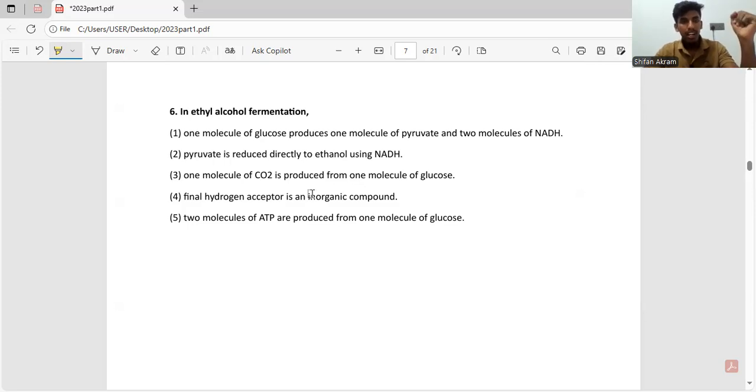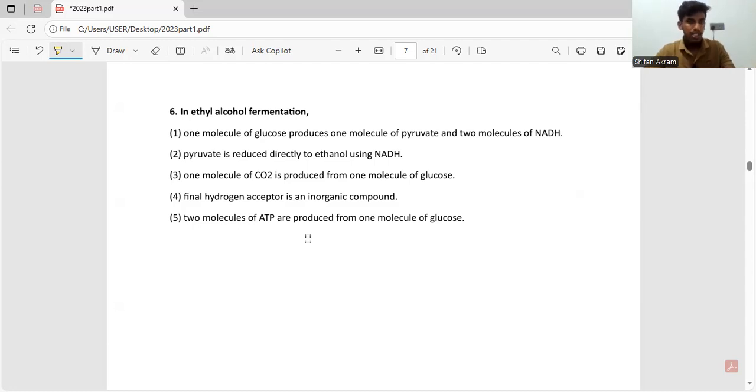Fourth statement, the final hydrogen acceptor is an inorganic compound. Now, pyruvate is converted to acetaldehyde, acetaldehyde is converted to ethanol, right? So the final hydrogen acceptor is the acetaldehyde, right? Because during the reaction, acetaldehyde to ethanol, NADH is converted to NAD+. So the hydrogen acceptor is acetaldehyde, and acetaldehyde is not an inorganic compound. Acetaldehyde is an organic compound. So the fourth statement is also wrong.